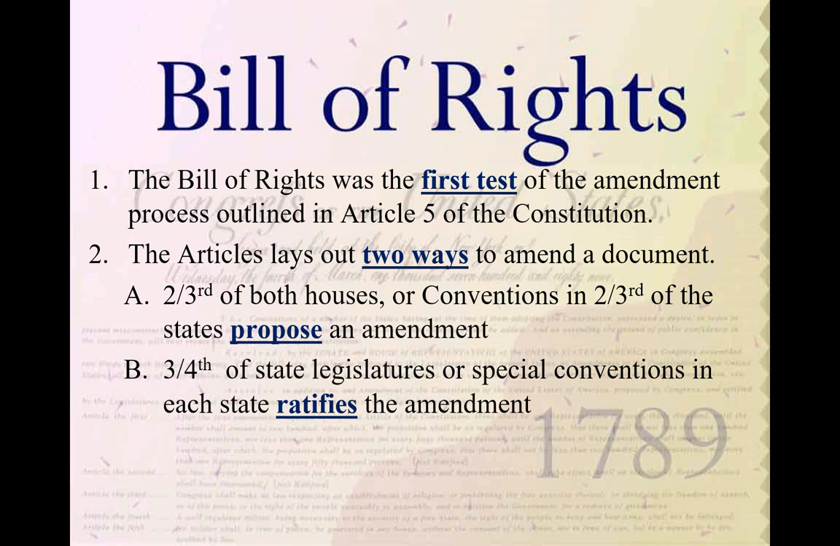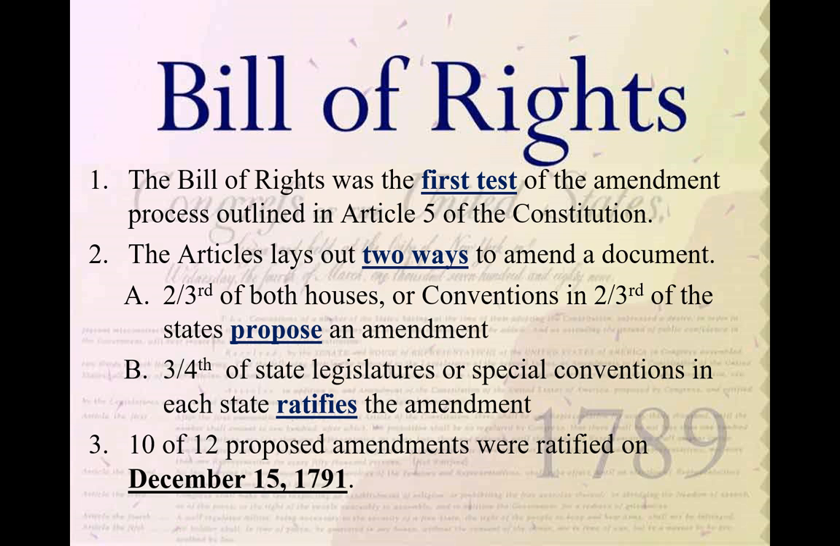The first way is that 2/3 of both houses, so that would be the Senate and the House of Representatives, or conventions in 2/3 of the states propose the amendment. So it has to be proposed by 2/3 of one of these groups. And then 3/4 of the state legislatures or a special convention in each state ratifies it. So if both houses propose it, then the states need to ratify it. And if a convention of the states proposes it, then the houses need to ratify.